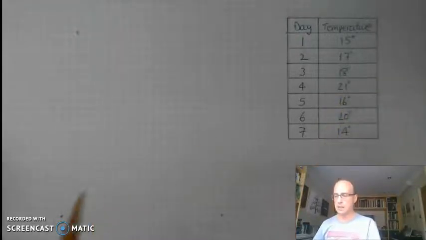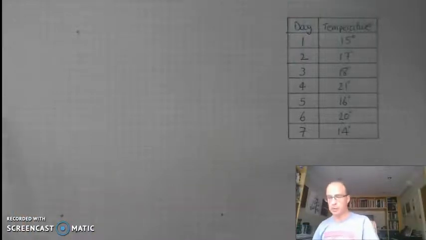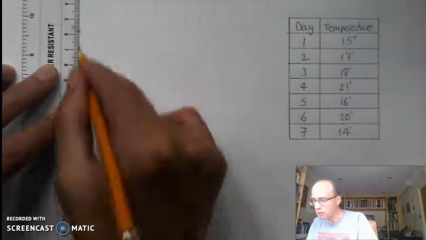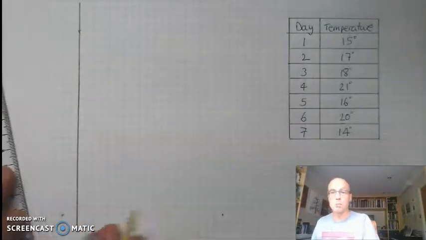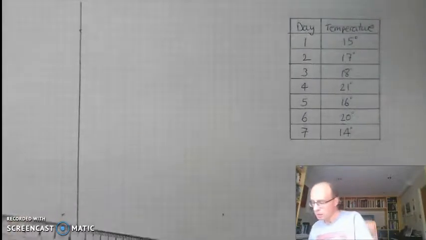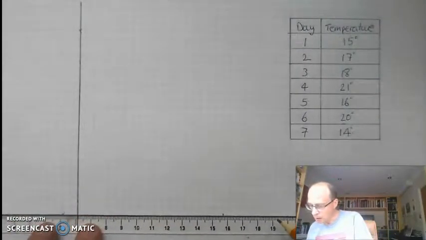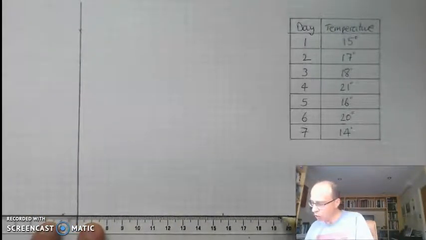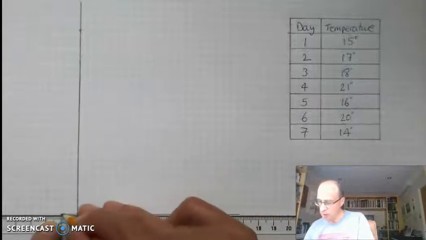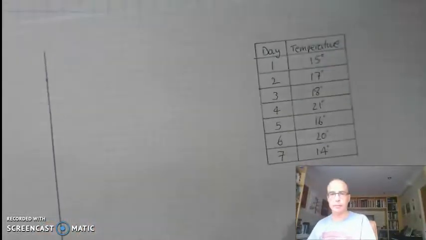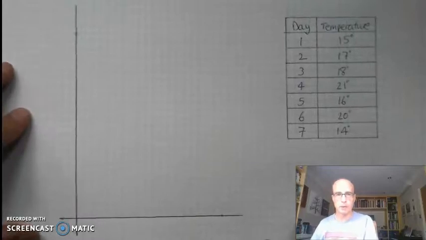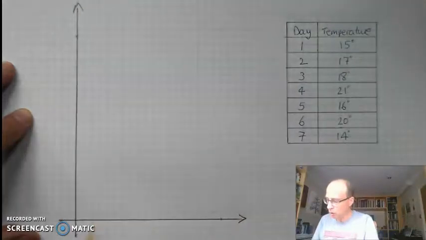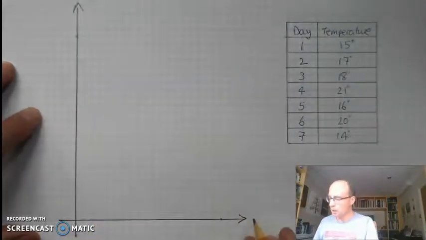I need to plot that on my axes. First things first, I need to draw the axes. Remember, the axes are just the lines that I'm going to put my scale against. I'm going to need a vertical axis, the one that goes up, and I'm going to need an across axis as well, and I'm going to draw that in here. Ooh, it's slipping all over the place. Okay, so across here, I'm going to plot my days.